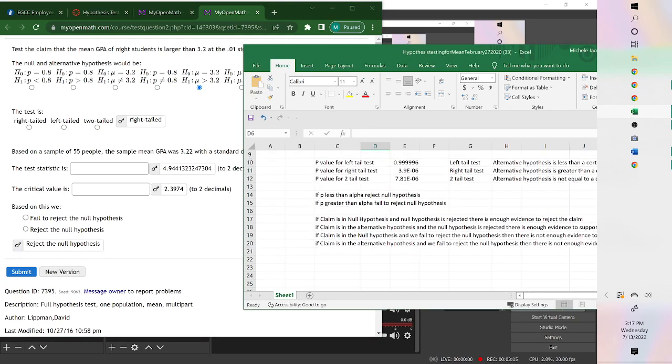And it tells you here, if the claim is in the null hypothesis is rejected, there's enough evidence to reject the claim. Well, this one doesn't ask those parts, but when they do, it's here.